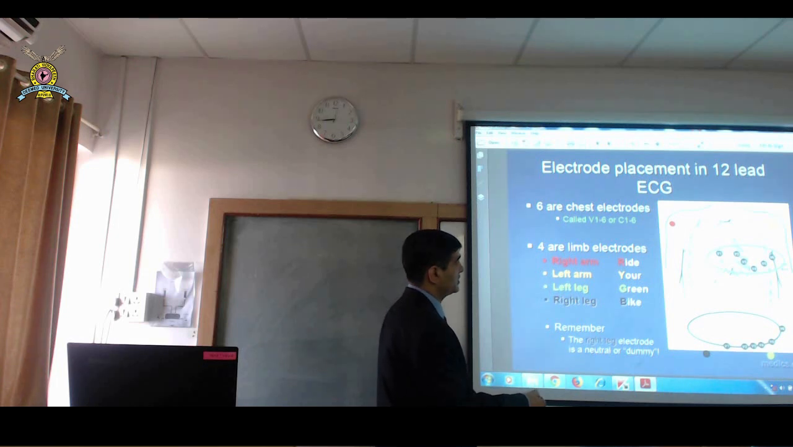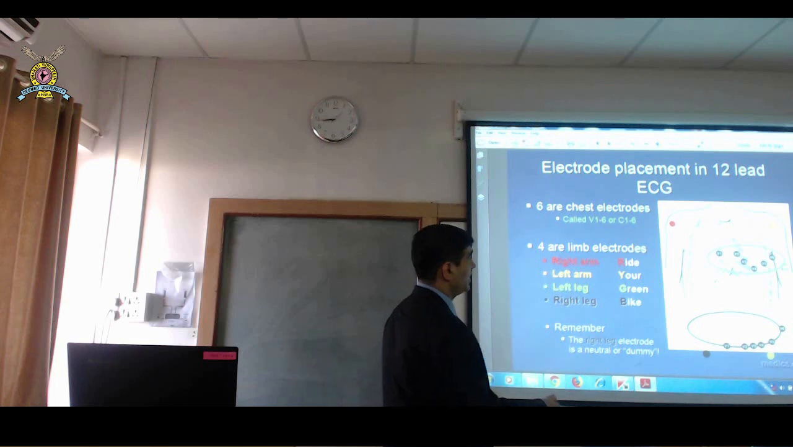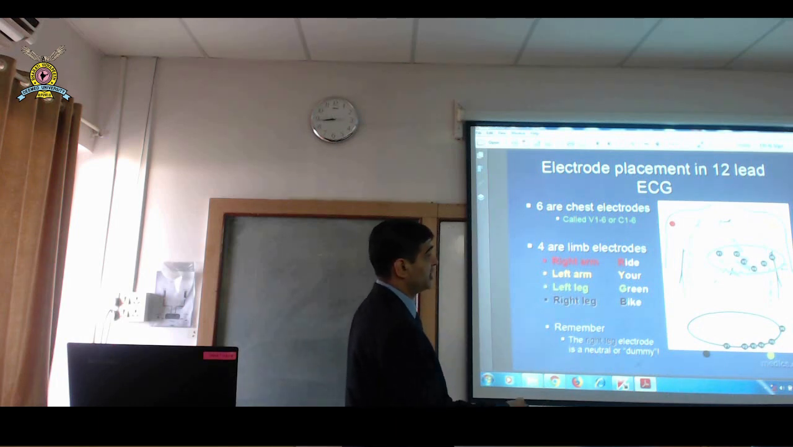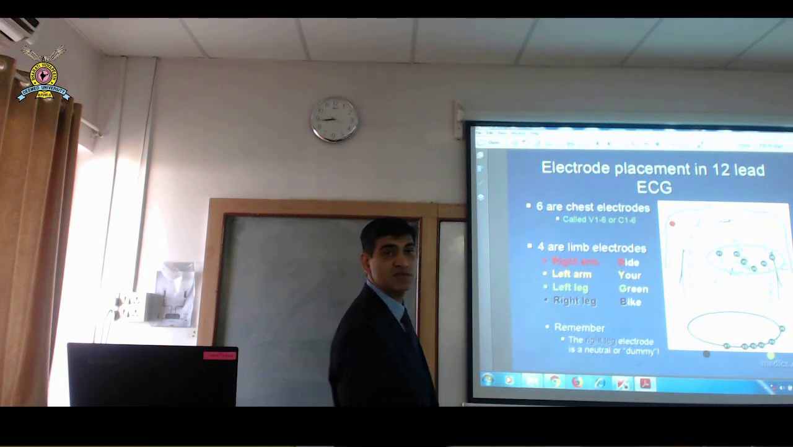The fourth intercostal space just by the sternum is V1. The same place on the left side is V2. And then V4 and V3. How do you connect that? V4 is located in the midclavicular line. And which intercostal space?